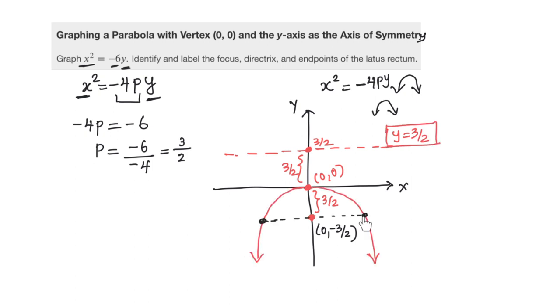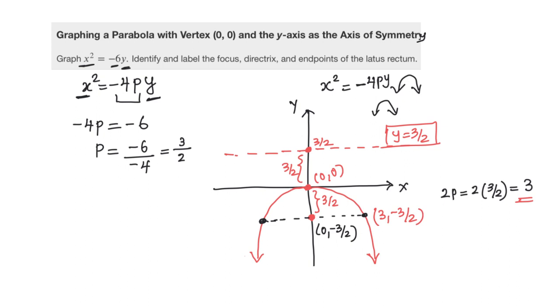Now we need to know the coordinates of these points, like where exactly the graph is crossing. Total length of this one is 4p. So this will be 2p, 2 times p. 2 times p is 3. So the coordinate of this point will be (3, -3/2).